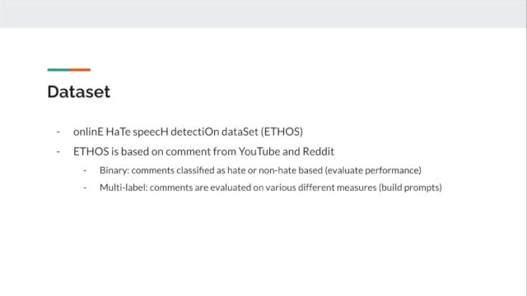In the binary dataset, comments are classified as hate or non-hate. In the multi-label variant, comments are evaluated on measures that include violence, gender, race, disability, religion, and sexual orientation. We use the binary dataset to evaluate the performance of any prompt designs. However, we will also study how to use the extra information in the multi-label dataset to build prompts.